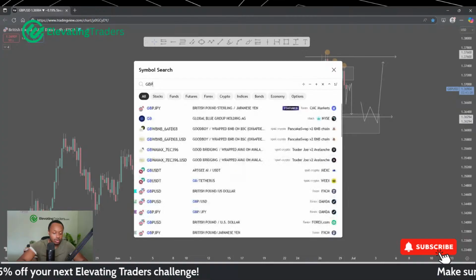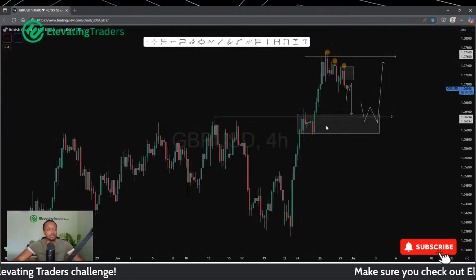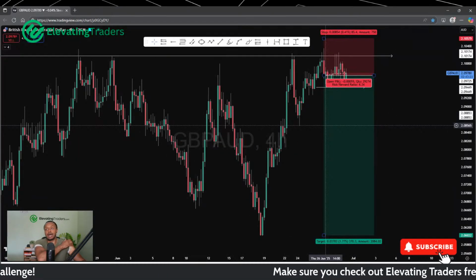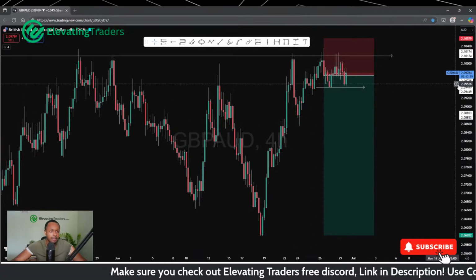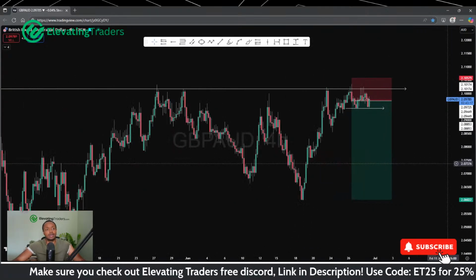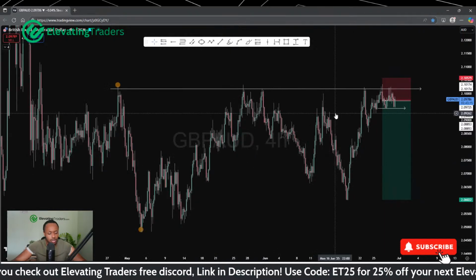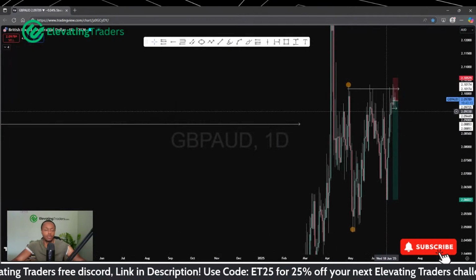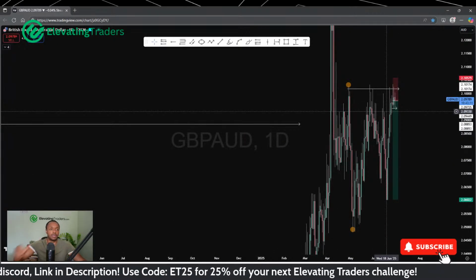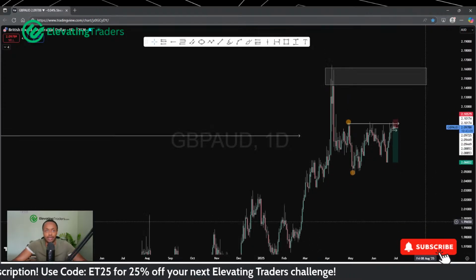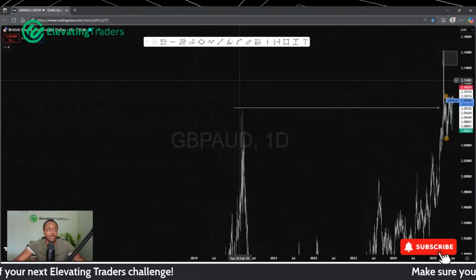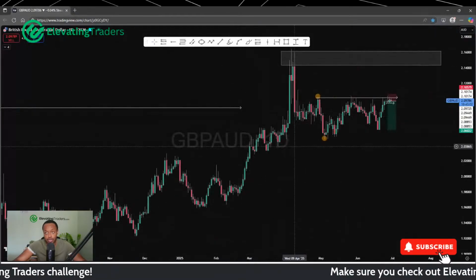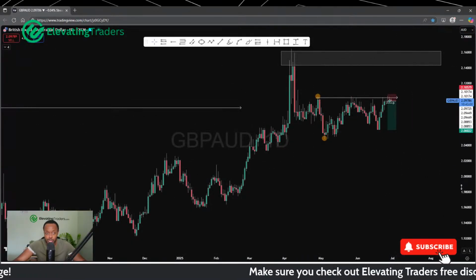In terms of pound Aussie, I am short with this one. I've been holding this one since Thursday. It's been very sideways, still respecting resistance. I'm looking for a counter trend move here for pound Aussie. Again, it is going against the higher time frame momentum. We've been very, very bullish for a while, but since we have taken out COVID highs, I have been looking for us to give us somewhat of a bearish trend here.